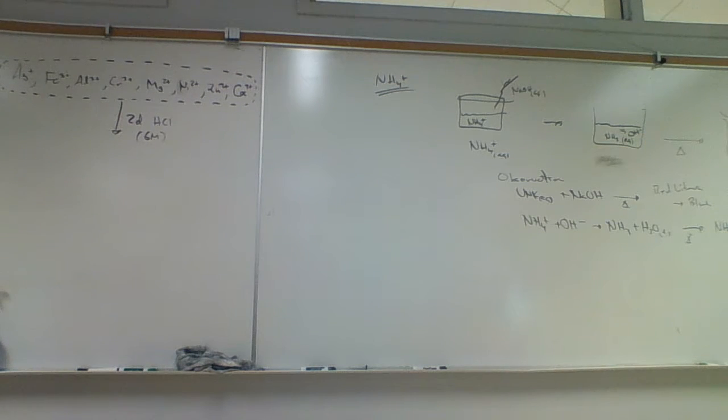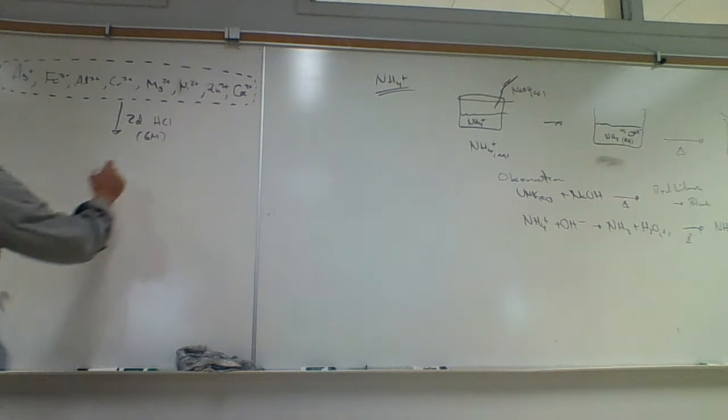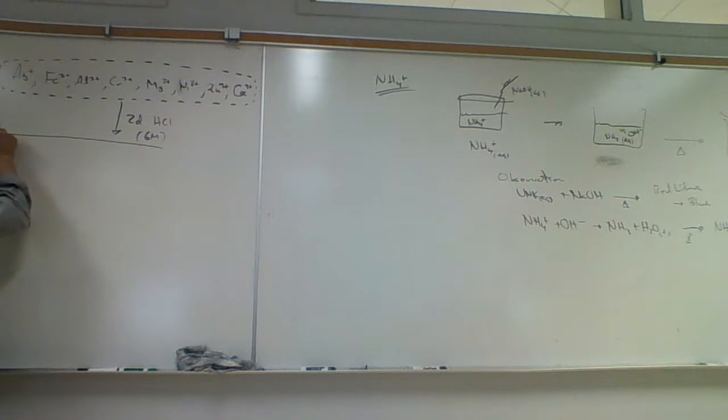Because what you have to do is adjust the procedure depending on what the goal is. What is the goal of this particular step? Ian said what the goal is. What is the goal? Precipitate silver chloride. Are we going to precipitate anything else or just silver chloride? We're just going to precipitate silver chloride.